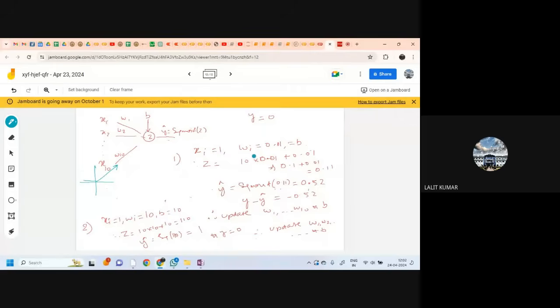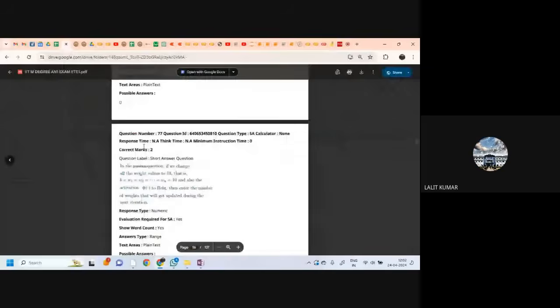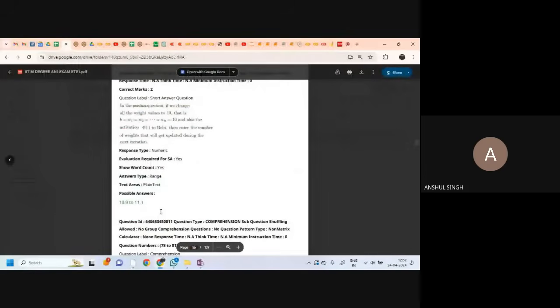So Z is equal to 110. Y hat is equal to ReLU of 110, so this will be 110, and y is equal to 0. So again the update should take place. So again all 11 parameters are updated.